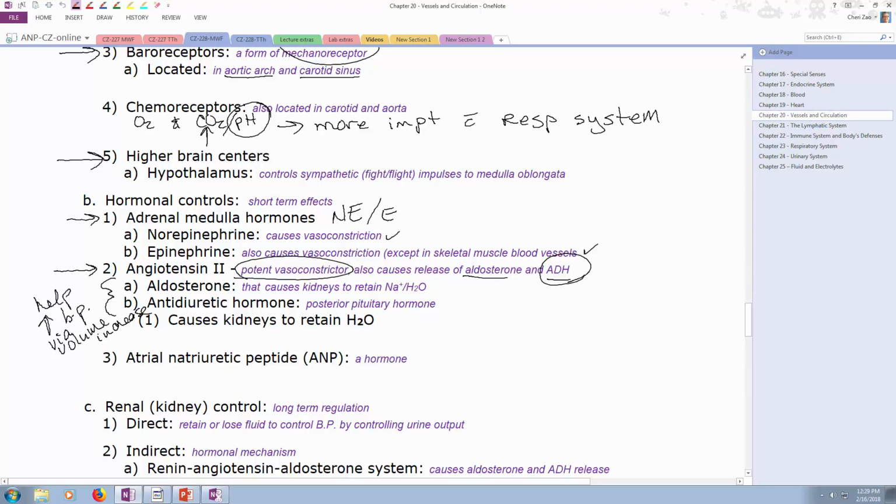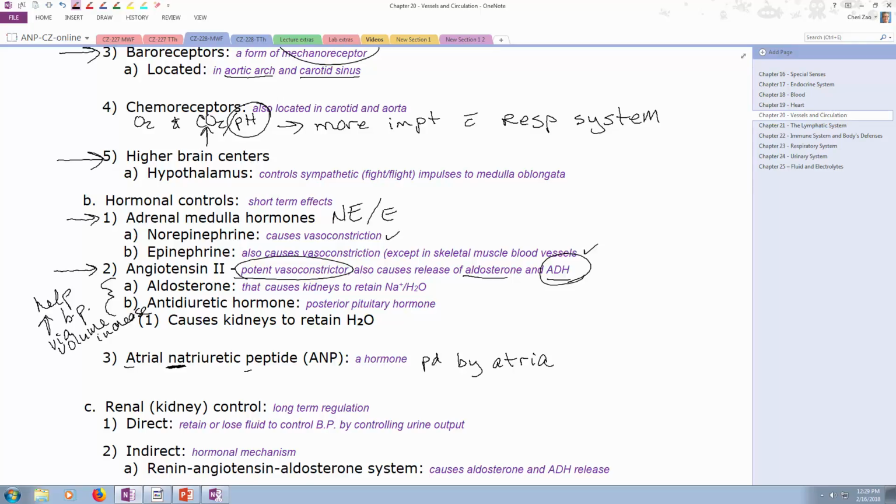Atrial natriuretic peptide, ANP, can also be called a hormone because it's released by the atria into the bloodstream. So a hormone produced by atria. And it's going to impact this guy. Whenever you see Na, what's the first thing that comes to your mind? Sodium. And that's what I want you to keep as the first thing that comes to your mind.